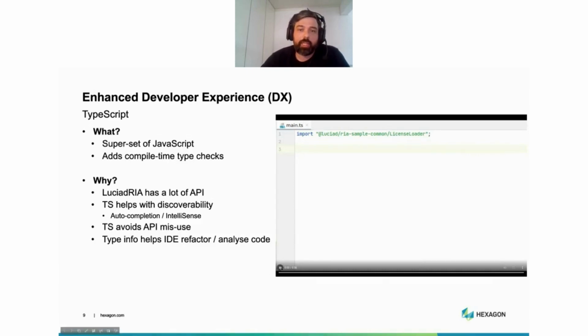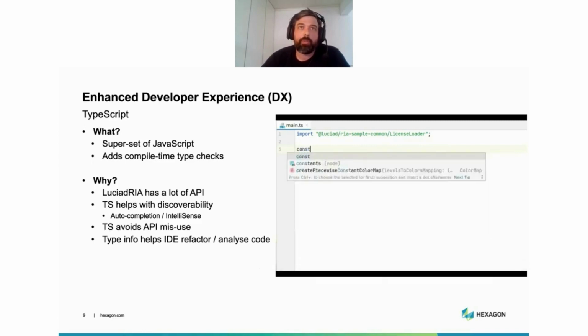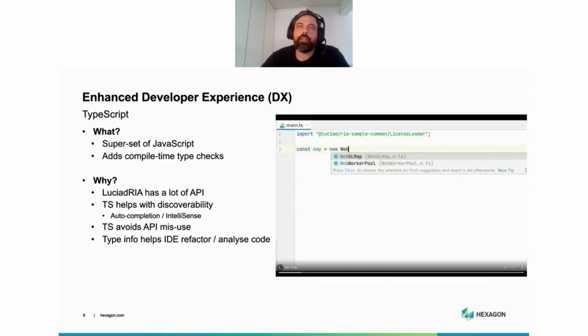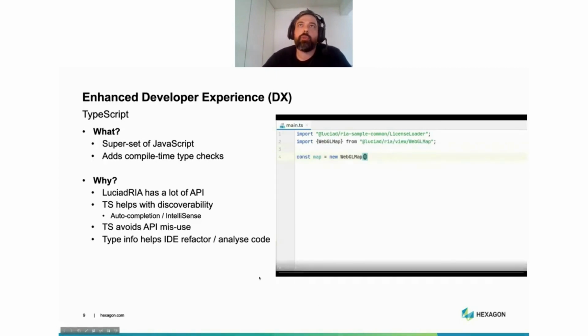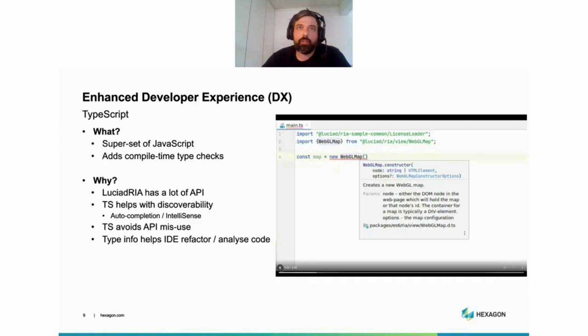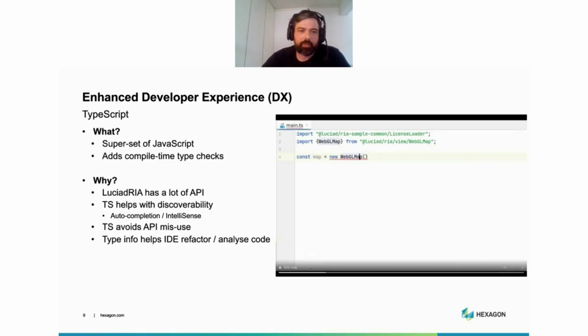In the example, we'll be creating a WebGL-powered LuciadRIA map. So, as we're writing code, we only have to partially type the name of the class that we want to use, and our IDE already gives us an autocompletion hint. Once we accept it, it will also import the right module in our code. We can inspect the documentation of the class inline, so we don't have to switch back and forth between a documentation website and our IDE. It states that we must specify the identifier of the HTML element of our map, which is simply called map in our application.